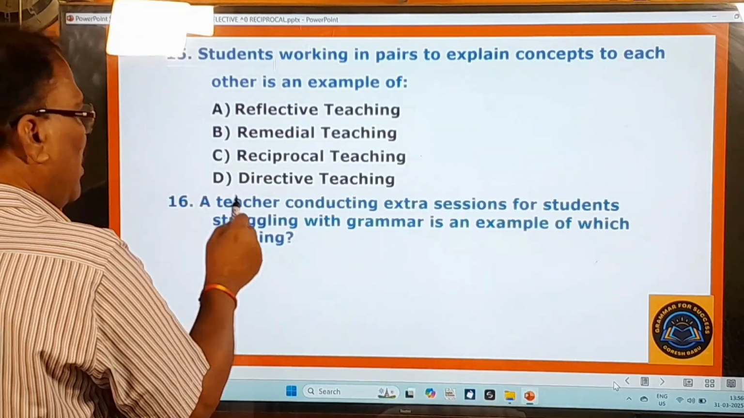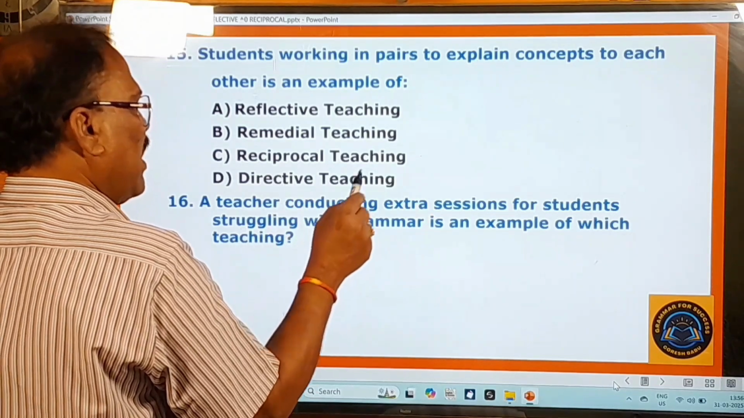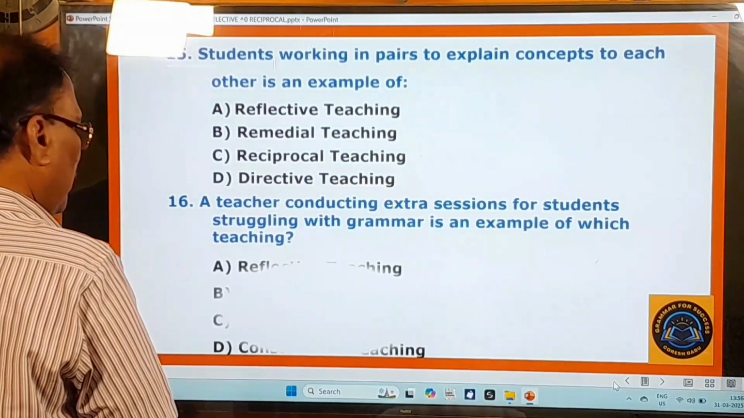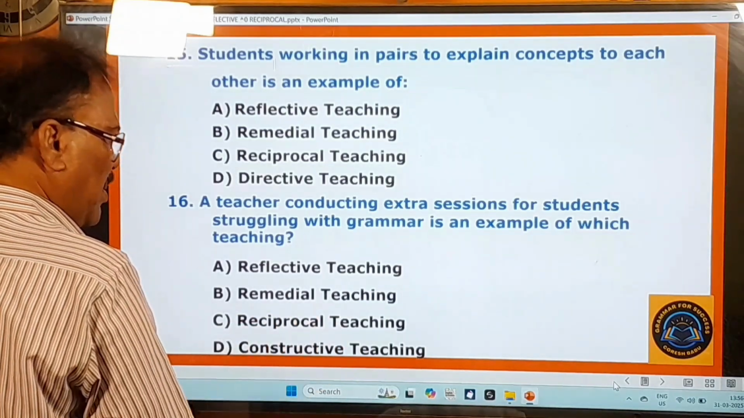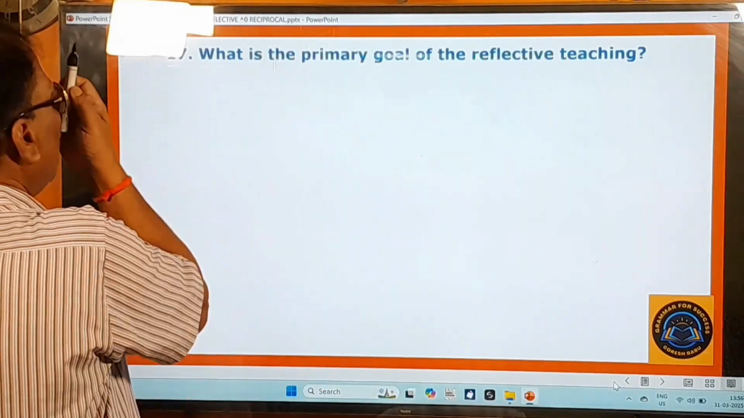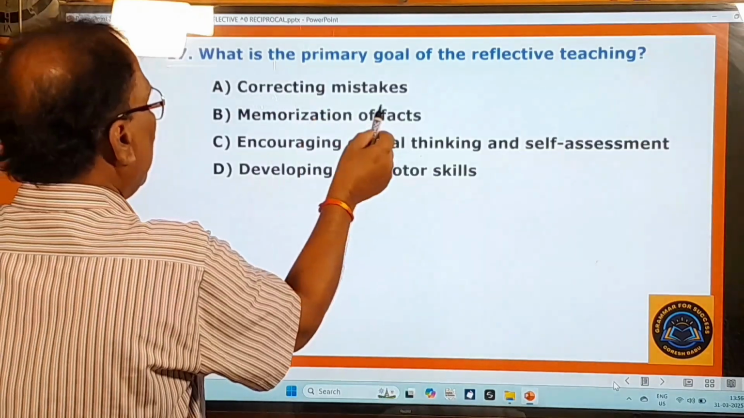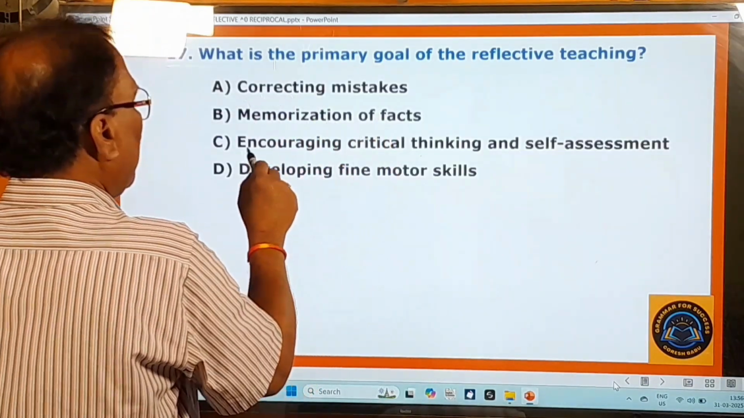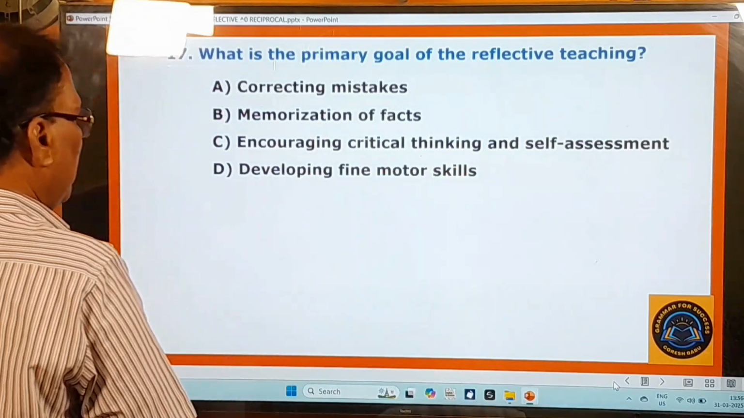16th question. A teacher conducting extra sessions for students struggling with grammar is an example of which teaching? Reflective teaching, remedial teaching, reciprocal teaching, constructive teaching. 17th question. What is the primary goal of the reflective teaching? Correcting mistakes, memorization of facts, encouraging critical thinking and self-assessment, developing fine motor skills.